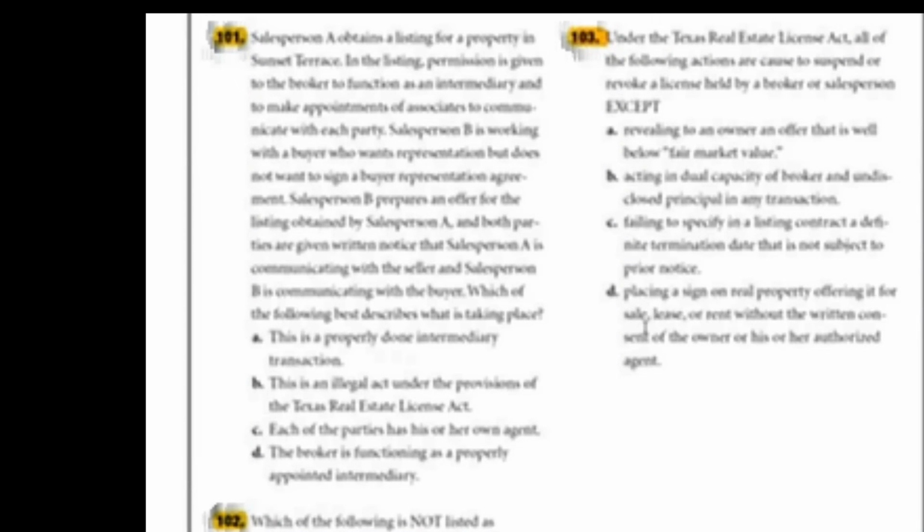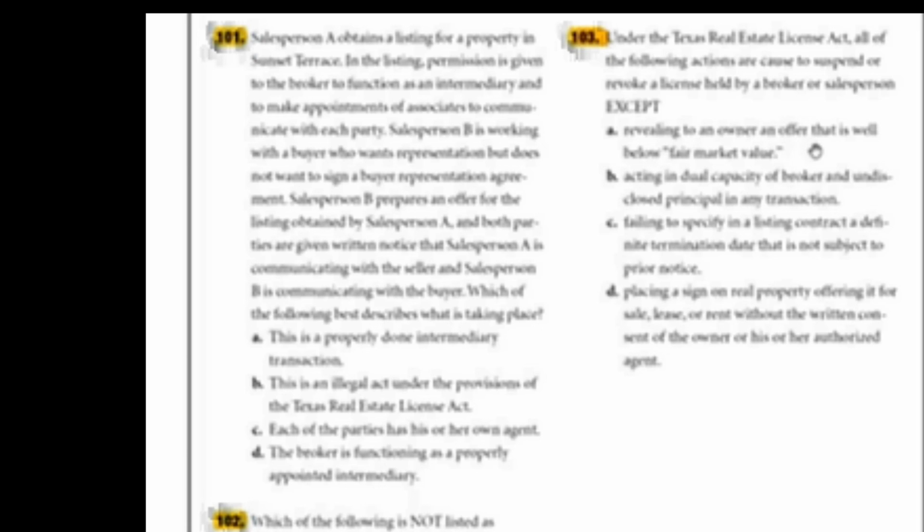103, last question for today. Under the Texas Real Estate License Act, TRELA, all of the following actions are cause to suspend and revoke a license held by a broker or salesperson, except. Except means only one thing is not correct, so on the multiple choice, we only have one right answer. However, in this case, it's the right answer, but the wrong content.